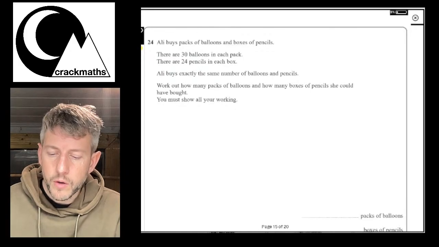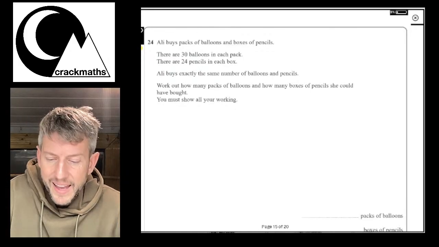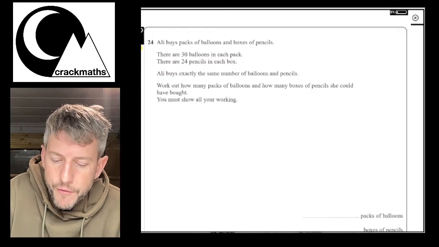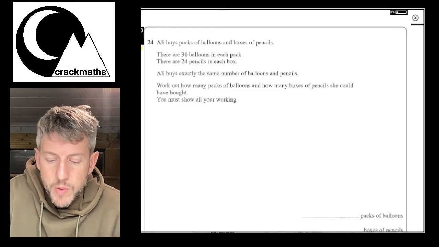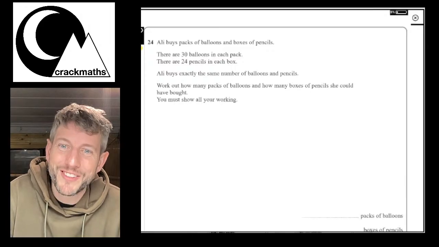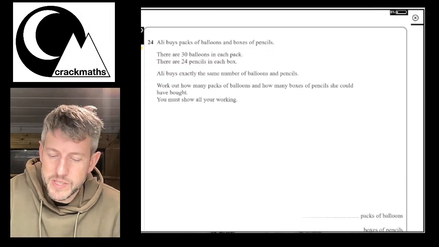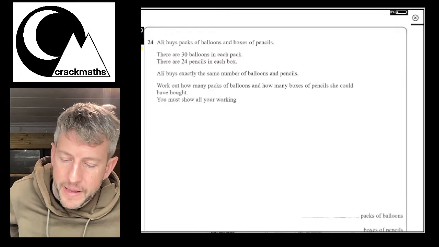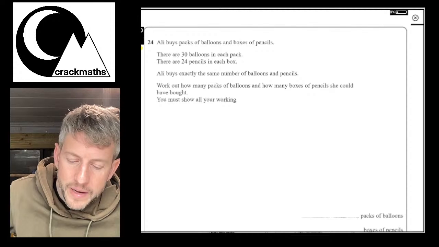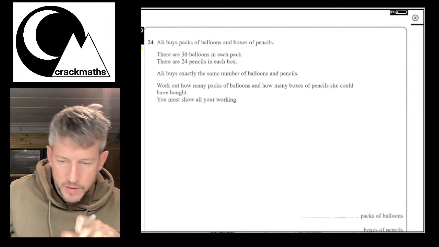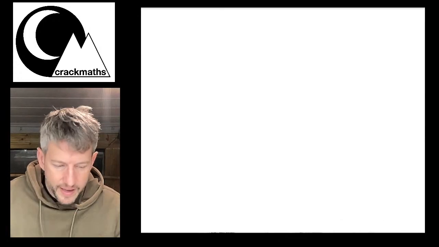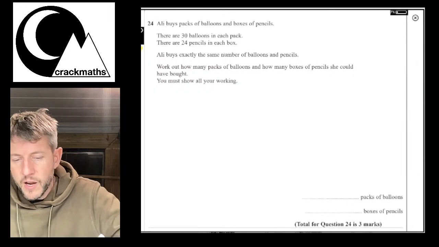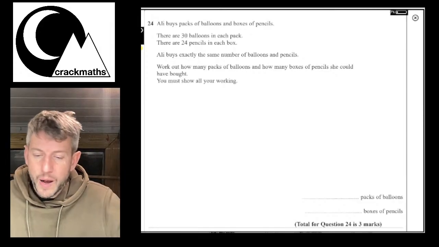Okay, right, question 24. Ali buys packs of balloons and boxes of pencils. There are 30 balloons in each box, sorry, and there are 24 pencils in each box. Ali buys exactly the same number of balloons and pencils. Work out how many boxes of balloons and pencils she has to buy. Okay, so basically we're looking for the lowest common multiple of these two things. Imagine if you counted up in balloons.